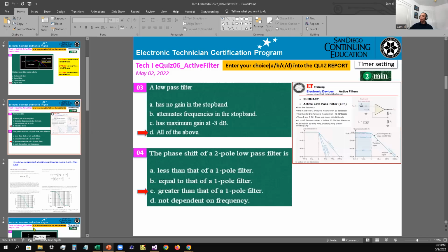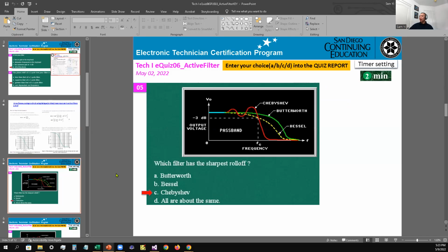Okay, no question. Next set. Number 5, which filter has the sharpest roll off? Roll off is after the cutoff frequency, which is right here. The one that is closest to the ideal is this red one. This red one is cut off right here. This is your roll off, and that is called the JFET. So the answer is C, as in cat, for number 5.